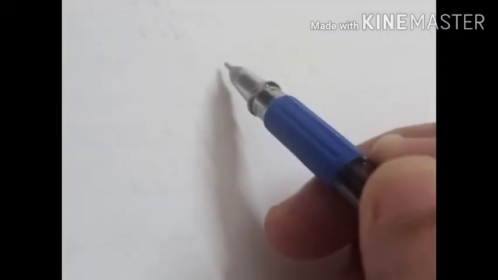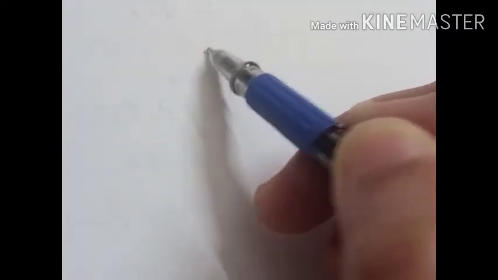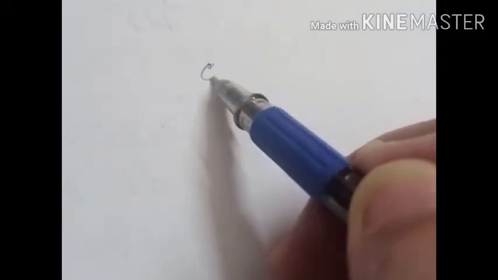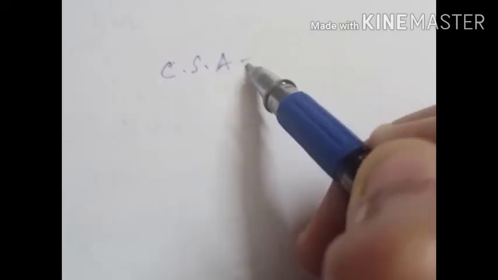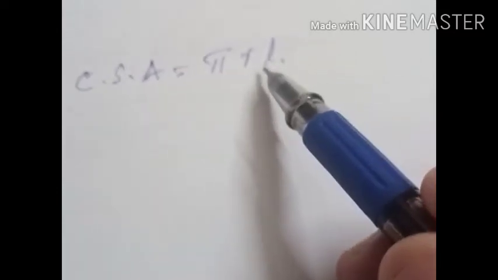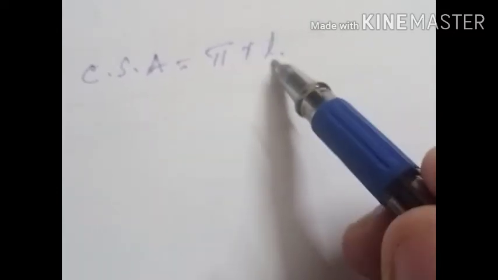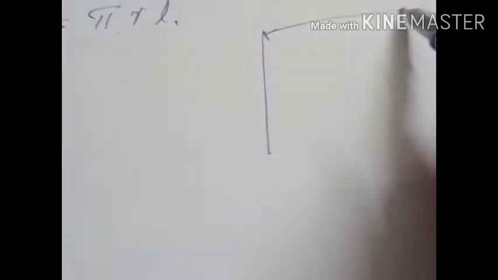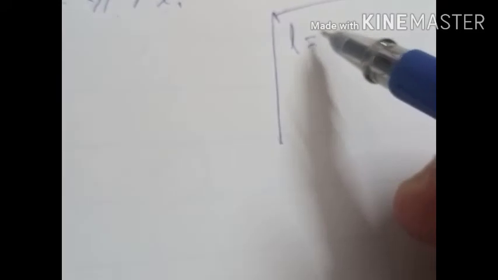Next we have to find the area of the canvas required to cover the heap. That means CSA, curved surface area, that is equal pi RL. But in the question, height and diameter are given. Then we can find radius too. Then we have to get L too. L means what? Slant height. So we can write the relation between L, H and R. L square equal H square plus R square.